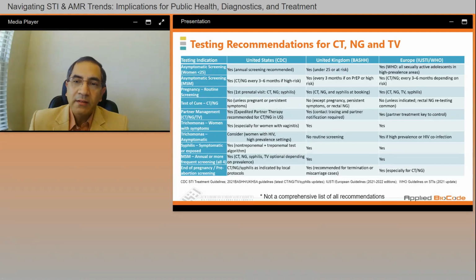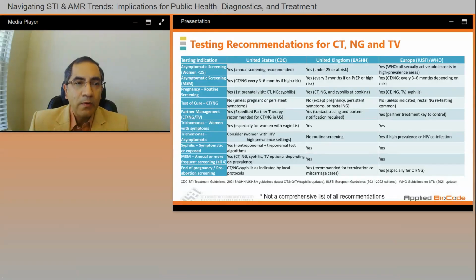While the slide is not exhaustive, the summary from the guidelines provides a quick overview of targeted screening based on risk, population, and infections. For example, asymptomatic transmission of STI is a significant problem globally. Thus, all guidelines recommend asymptomatic screening of high-risk populations.